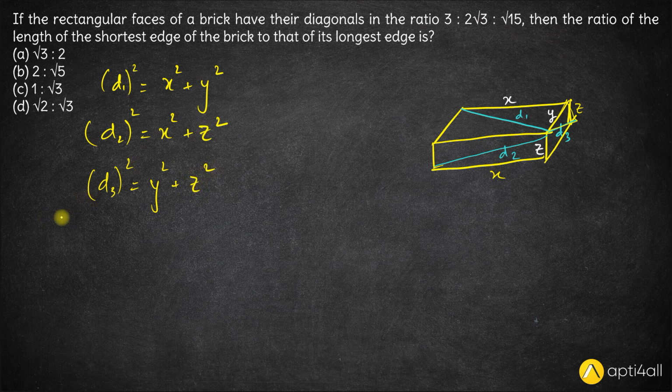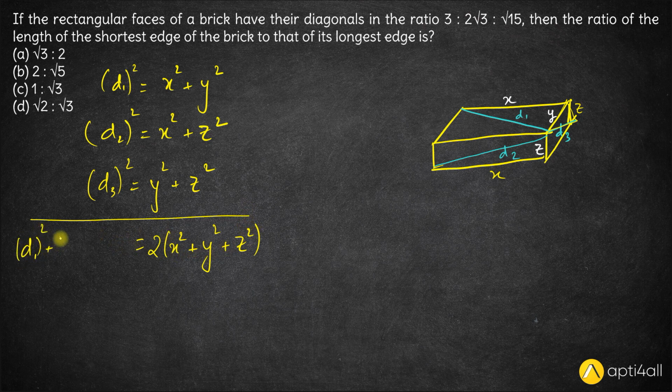Now once you add all these three equations, on the right hand side you will have twice x square plus twice y square plus twice z square. So we have twice of x square plus y square plus z square, and the left hand side will be d1 square plus d2 square plus d3 square.